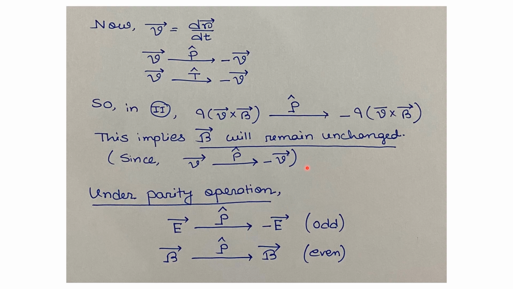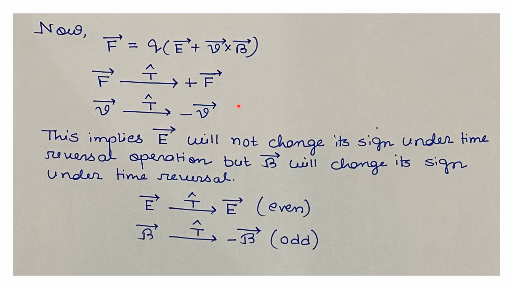So what we have learned till now is that under the parity operation, the electric field vector changes its sign. So it is odd under the parity operation, but the magnetic field vector doesn't change its sign under the parity operation. So it is even under the parity operation. Under the time reversal operation, the force vector doesn't change its sign, but the velocity vector changes its sign. So it will turn into minus v under the time reversal operation. So this suggests that the electric field vector E will not change its sign under the time reversal operation, but the magnetic field vector will change its sign under time reversal.